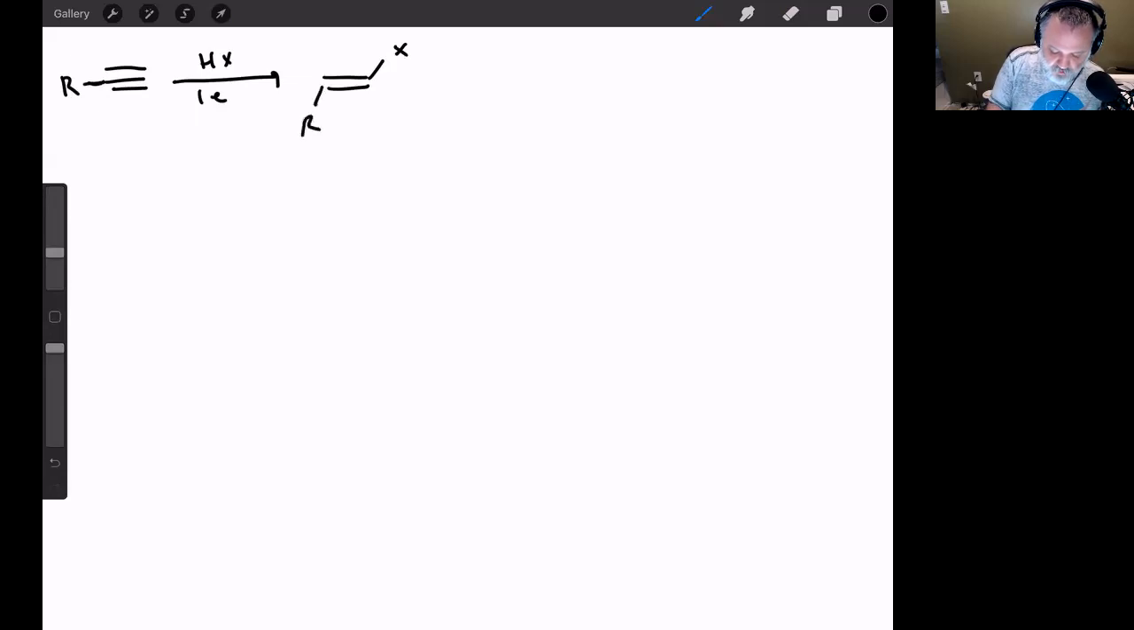We get Markovnikov addition of HX. So that's really nothing different. If we take the same reaction, and this is what one of the other students was asking, this is one EQ, one equivalent. So that means one stoichiometric equivalent.